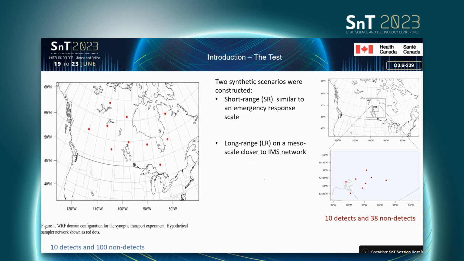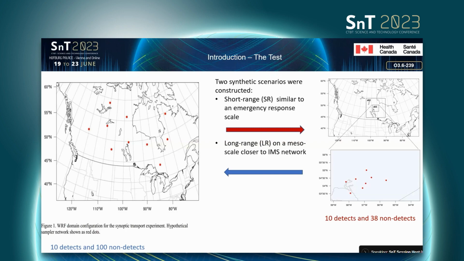So this is what I have here on the slide, the 2 networks. On the right-hand side, you can see the short-range network. This is what I said was similar to an emergency response kind of scale. On the left, you see the network for a longer range mesoscale, which is kind of closer to the IMS network.